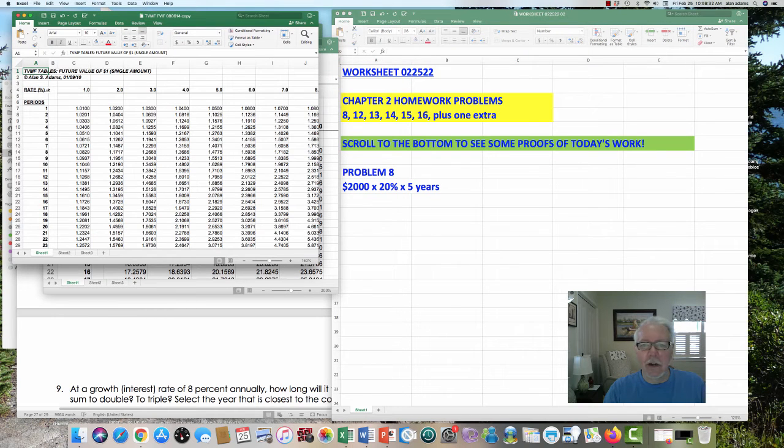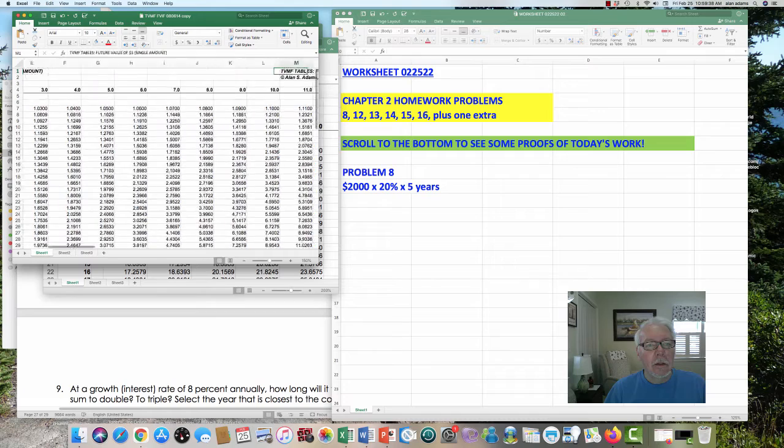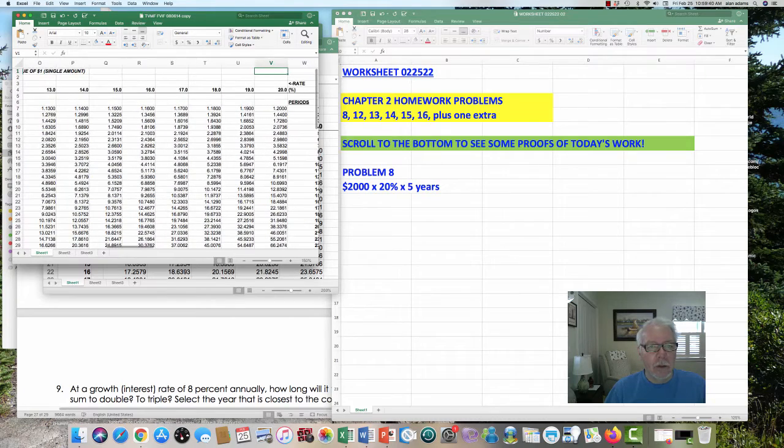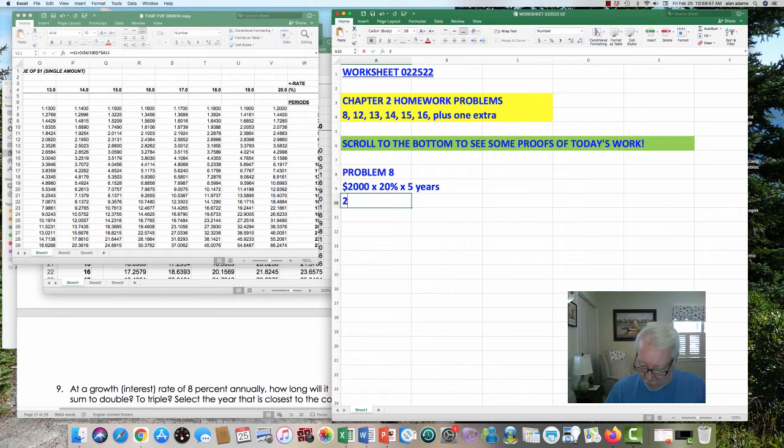Here it is right here. 20% for 5 years means we come way over here. 20%, there it is, 1, 2, 3, 4, 5 years, and the factor is 2.4883. Okay, and I'm going to put more decimal places on that.